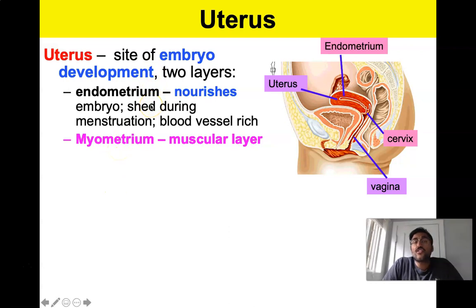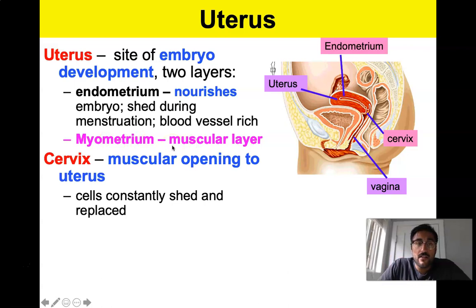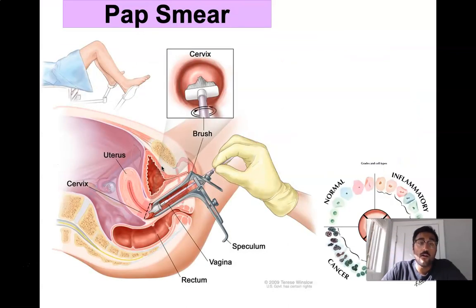It's also the layer that's shed during menstruation. So it's really rich in blood vessels and really rich in thick cellular membranes, and it's what's going to slough off during a menstrual flow. The myometrium is in the middle, and it's the muscular layer that's going to provide contractions for childbirth, as well as during the female orgasm. And then the cervix is the muscular opening to the uterus itself, and its cells are constantly shed and replaced as well.